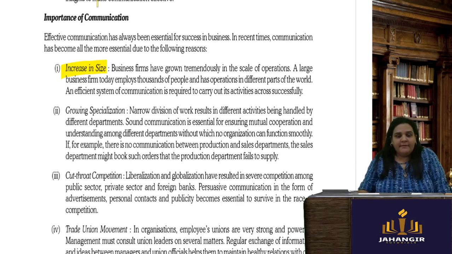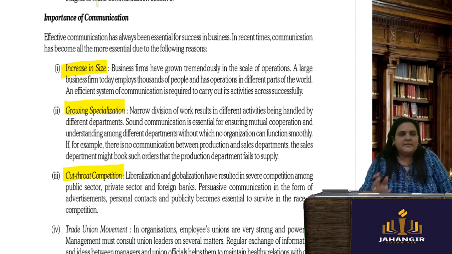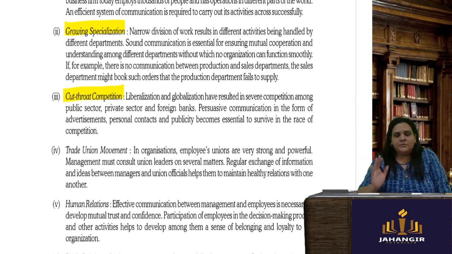Then we have growing specialization, different departments: purchase, sales, accounts, HR, all different departments in a given organization. The more specialization has made it important that business communication is rightly placed in these organizations. Then there is cutthroat competition. The success of a business depends globally, anywhere, on your business communication infrastructure. Since there is a lot of competition, in order to stay in the market, you have to have business communication in place. Then all trade union movements, in Maharashtra, Mumbai, everywhere, you must have heard, we have very strong and powerful union leaders, for several matters with the management.